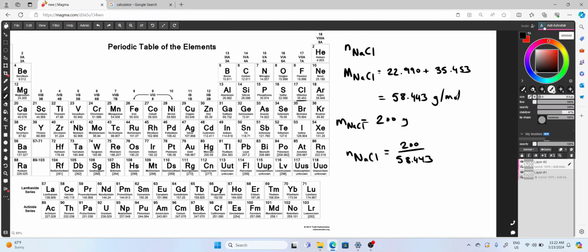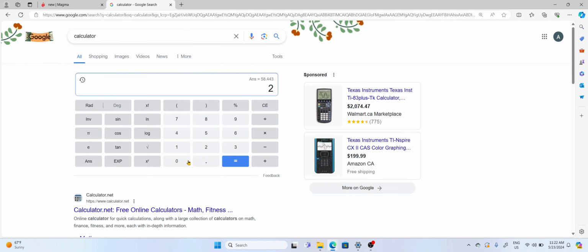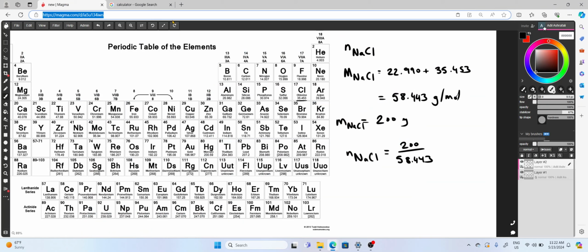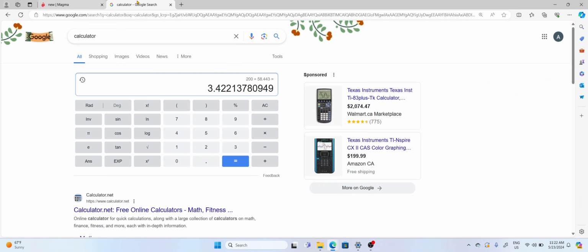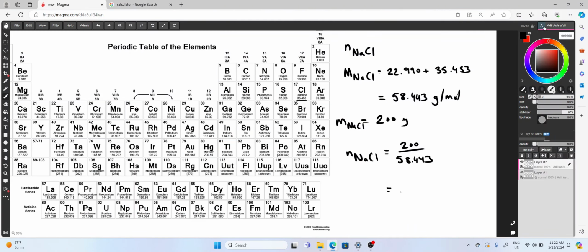58.443, and whatever we get from that, 200 divided by 58.443 is our number of moles. So we're ending up with 3.422 moles, and this would be the final answer. This is how many moles of NaCl 200 grams is.